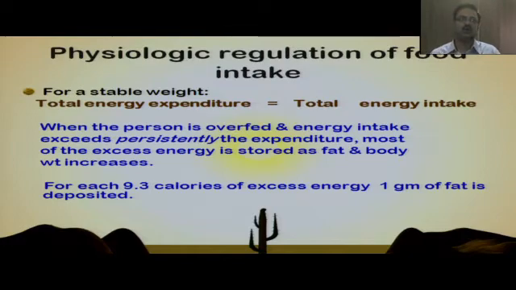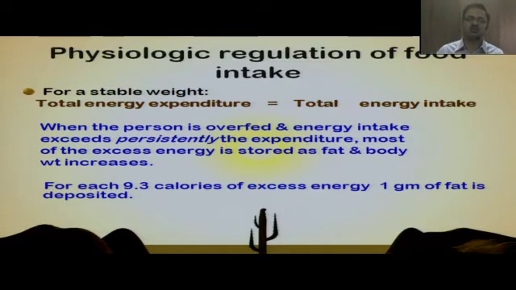Coming to the physiological regulation of food intake. Now as we know, for a stable weight, total energy expenditure should be equal to total energy intake. And whenever there is an imbalance between energy expenditure and energy intake, the person becomes obese. When a person is overfed and energy intake persistently exceeds the expenditure, most of the excess energy is stored as fat in the adipose tissue and body weight increases.